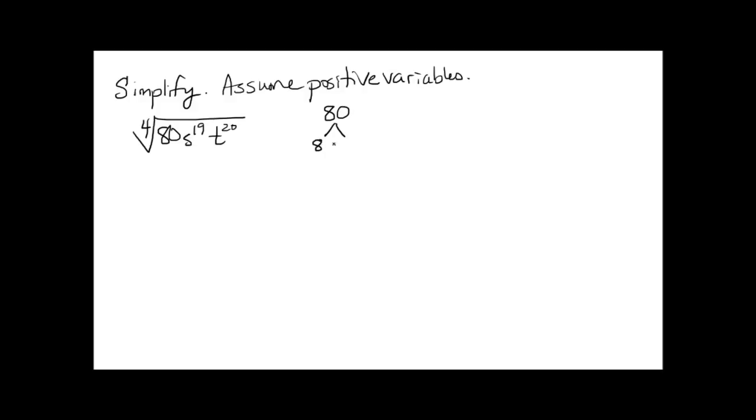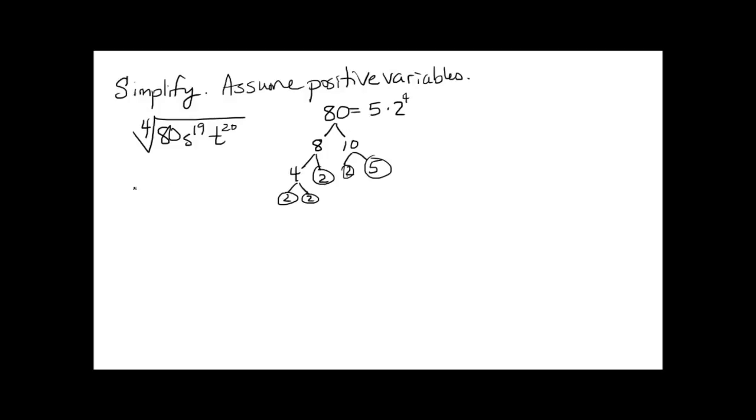So maybe we would factor it into 8 times 10, for example. 8 factors further into 4 times 2. 2 is prime, 4 is not. 4 factors further into 2 times 2. 10 factors into 2 times 5. Both of those are prime. So 80 is actually 5 times 2 to the fourth power.